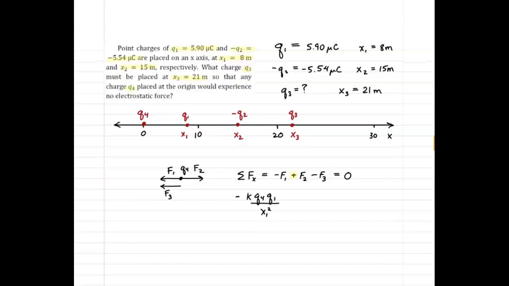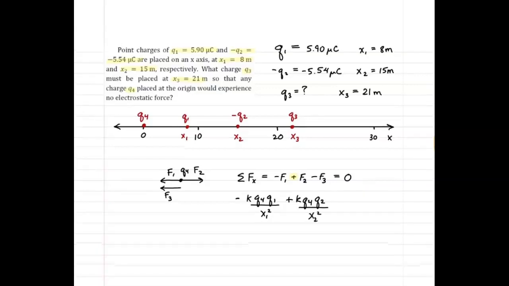We don't want to put positive K, Q4, and again, we don't want to put negative Q2 because we already accounted for the sign. And then the distance Q2 is from the origin is x2 squared. Last will be F3. We have minus K Q4 times Q3 over the distance x3 squared, and you set that equal to 0. So notice I haven't put in any numbers.